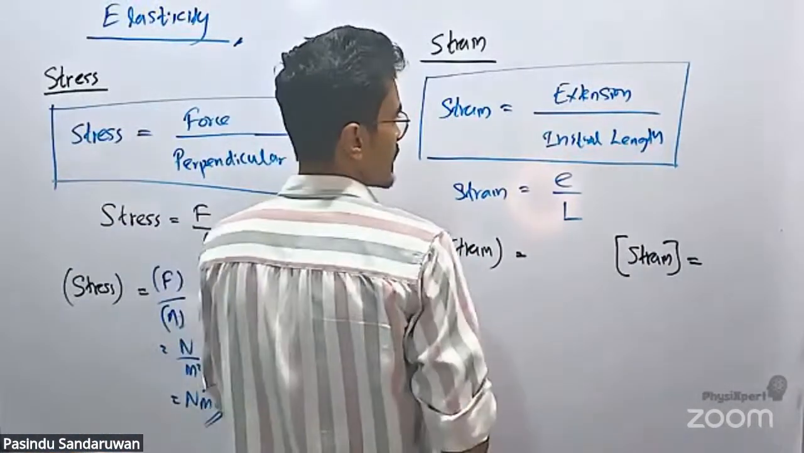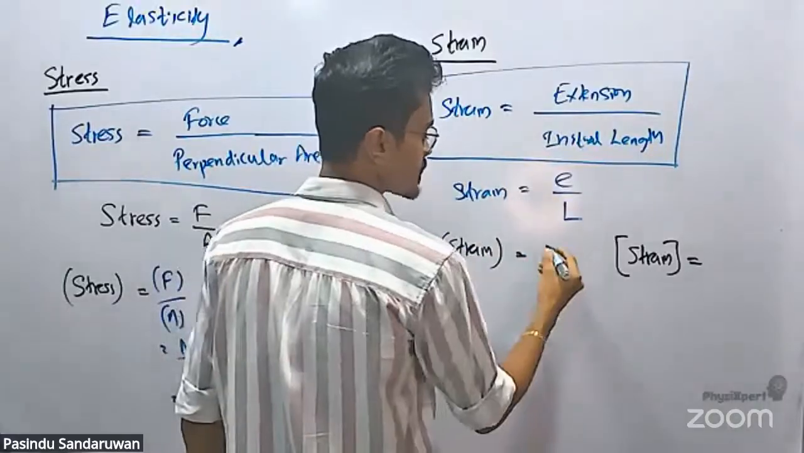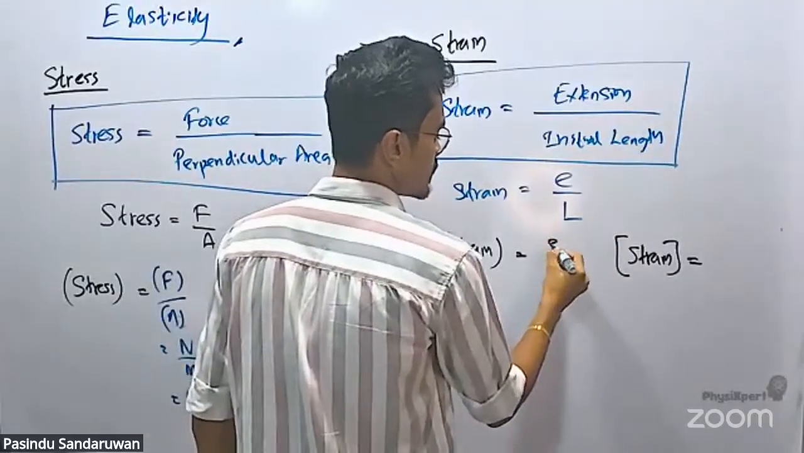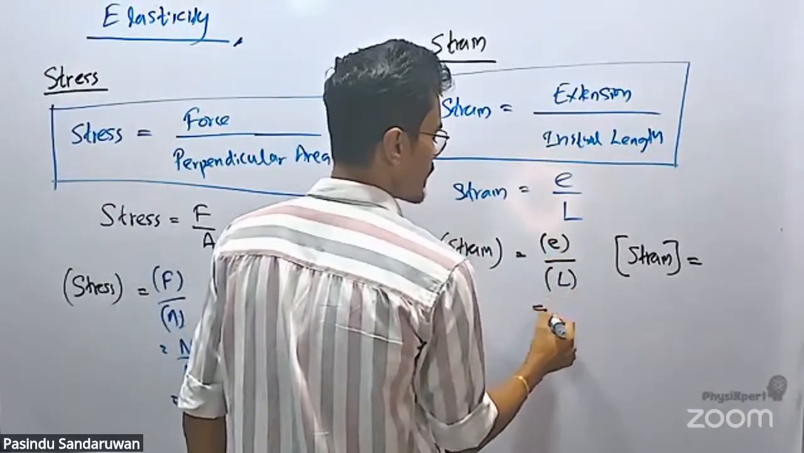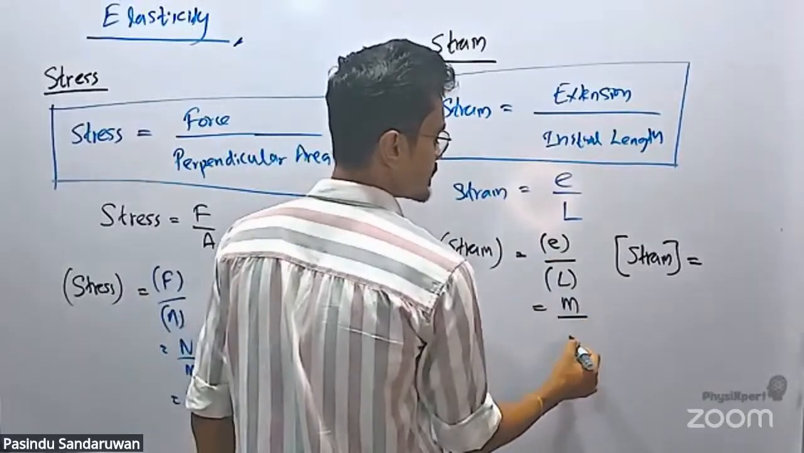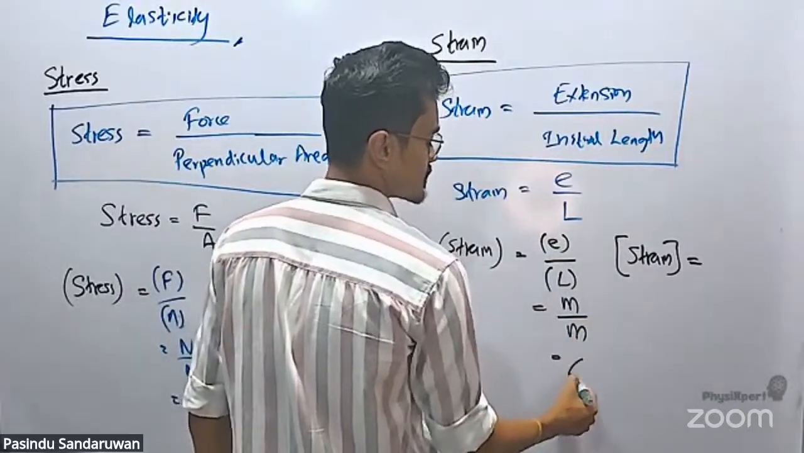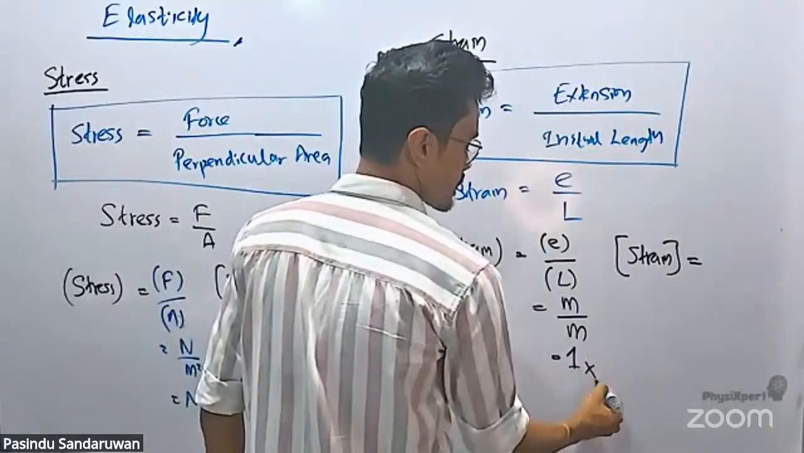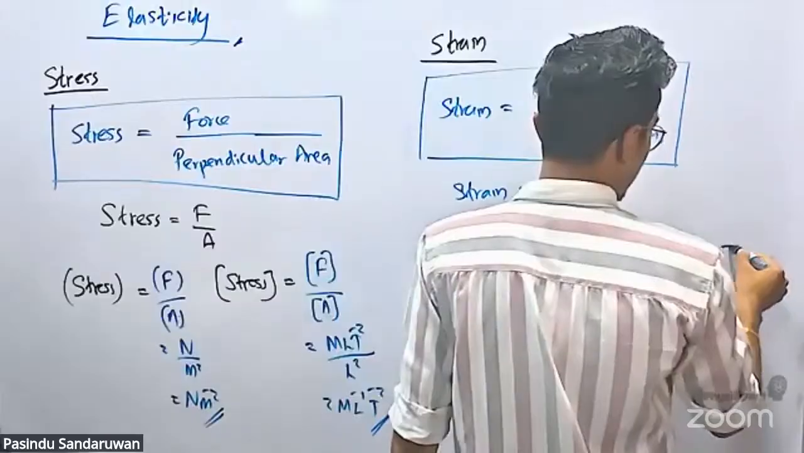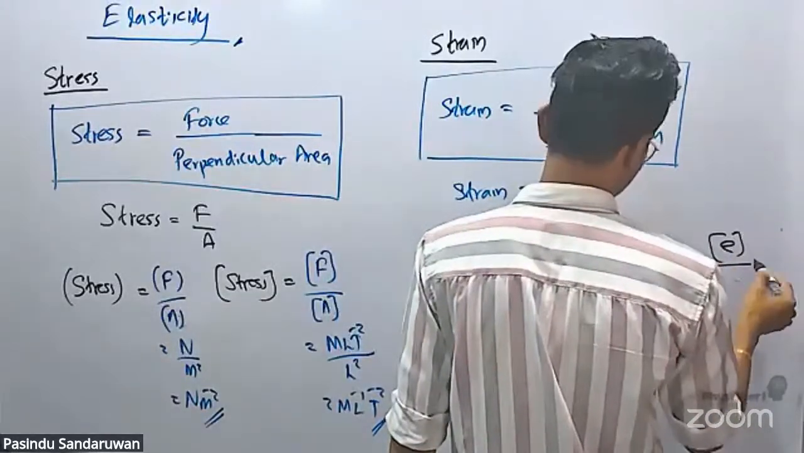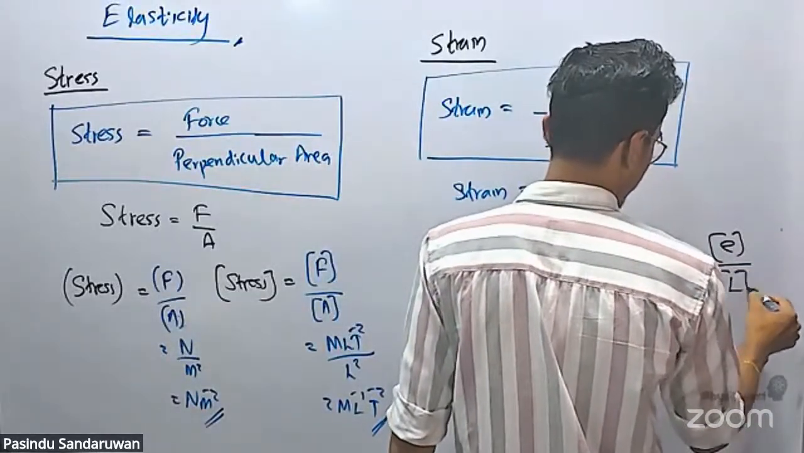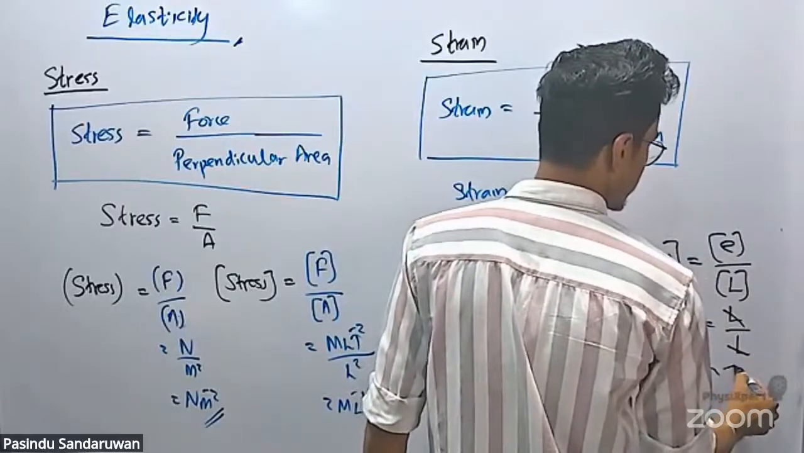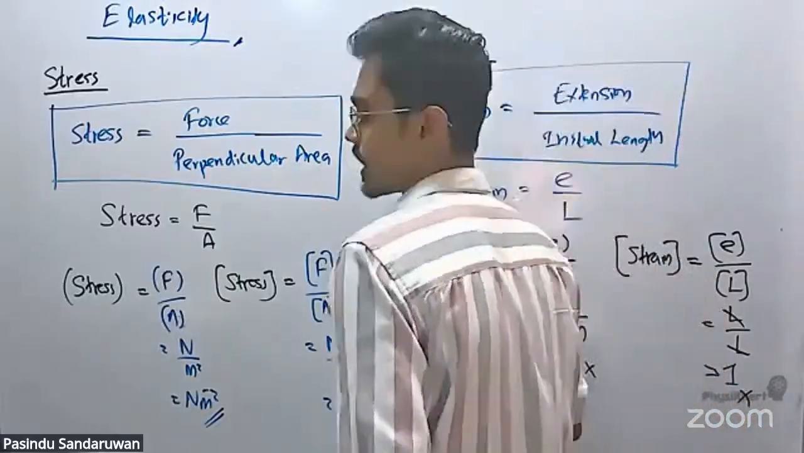Units. Extension is a length, measured in meters. So let me write this way: units of e over units of l. Extension is length, meters. Initial length is meters. So this is dimensionless, sorry, unitless. Then dimensions of e over dimensions of l. Dimensions of e is L, dimensions of l is also L. It becomes 1. That is also dimensionless.